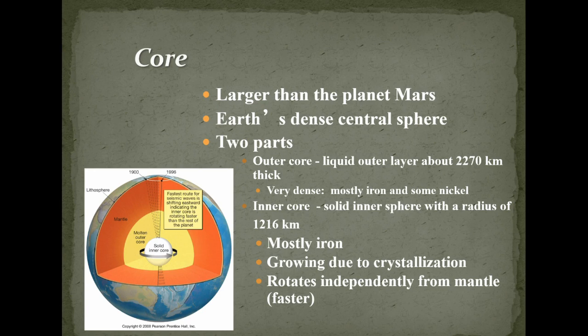The outer core is dense, and the inner core is growing because the materials on the inside are still crystallizing, so it's getting bigger. If you watched the video at the beginning, it showed how the Earth started to solidify. That is still happening in the interior of the Earth. And as it solidifies and crystallizes, it's getting bigger. The core rotates independently from the mantle, and it rotates faster.